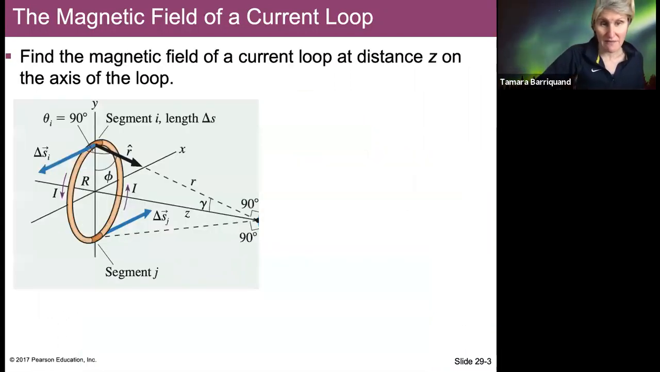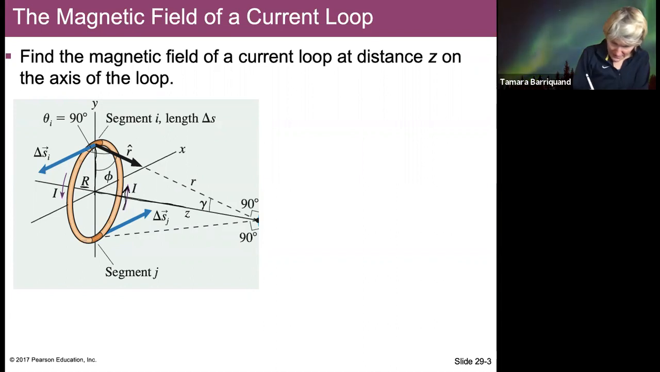So we want to find the magnetic field of a current loop at a distance Z on the axis of the loop. So here we have our current loop that we just saw. And of course it has radius capital R, and current capital I. So here's our current capital I going around our current loop. And the Z-axis goes right through the center of it. And we want to find the magnetic field at some point Z out here.